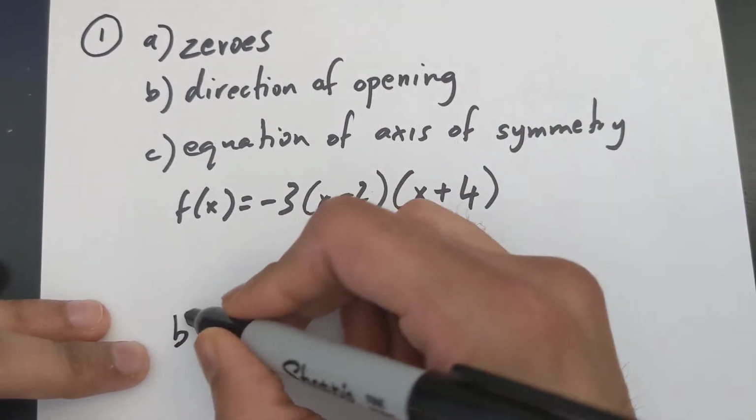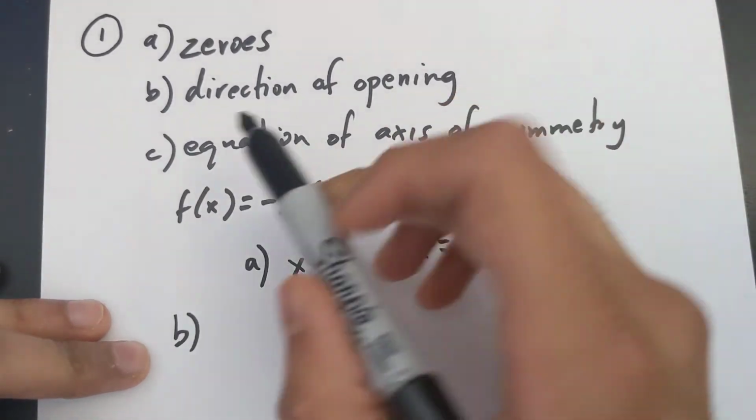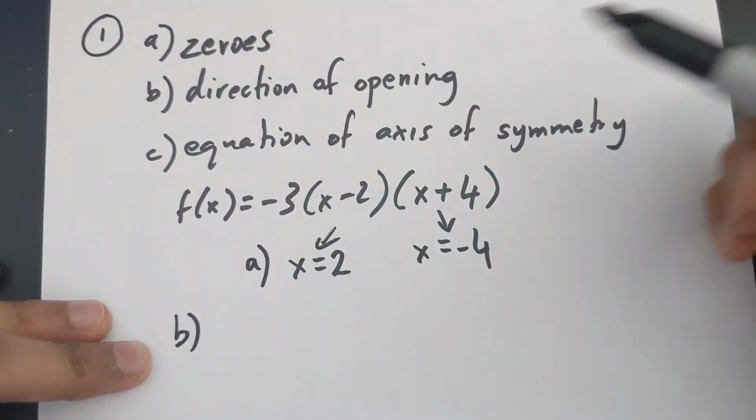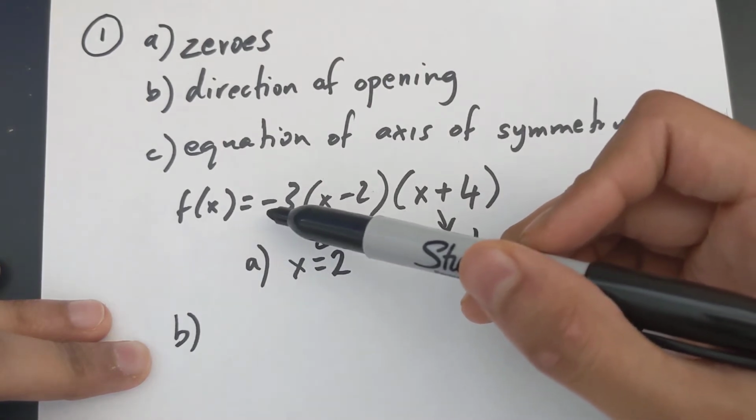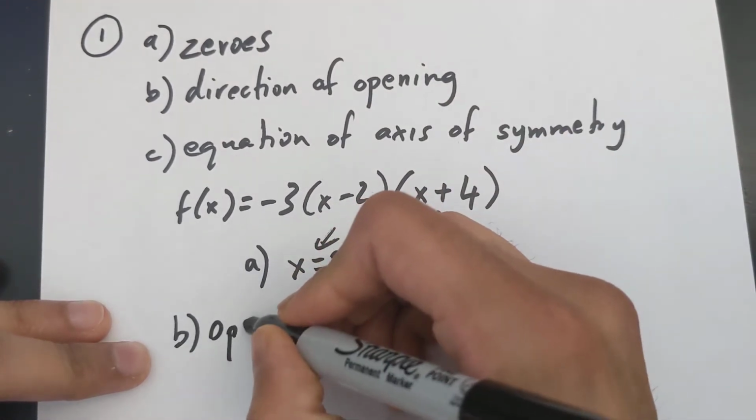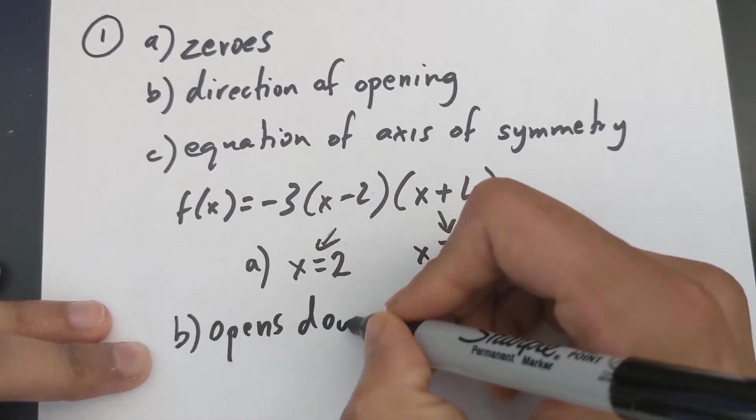B part of the question, state the direction of opening. So since it's factored form, I look at the number out here. Since it's negative, it opens downwards.